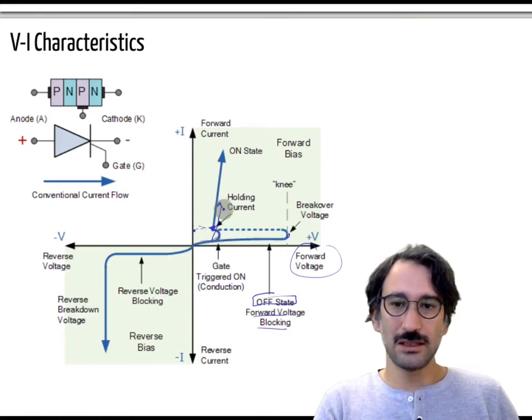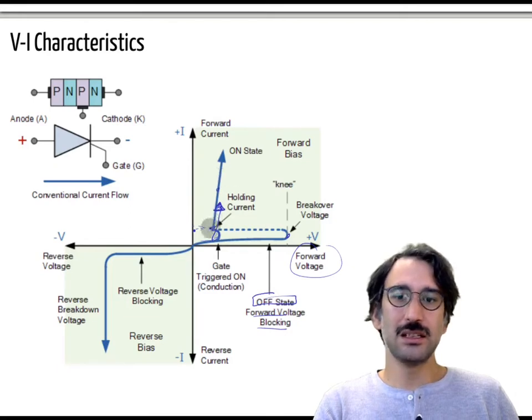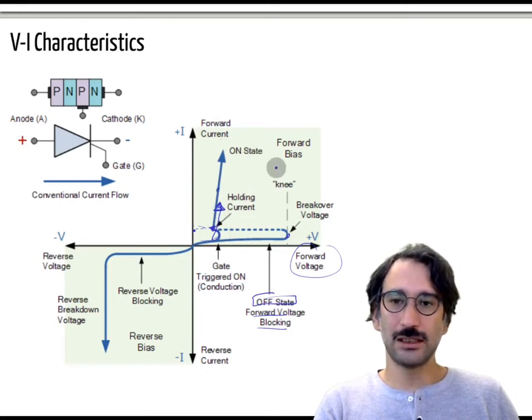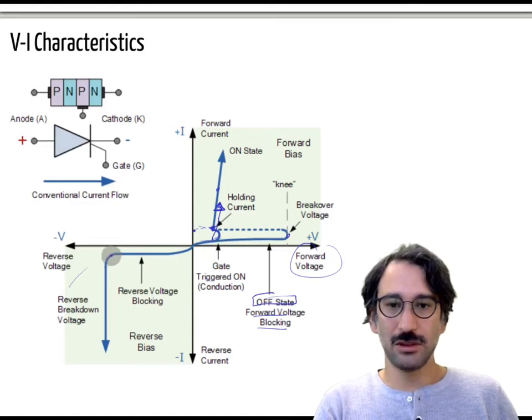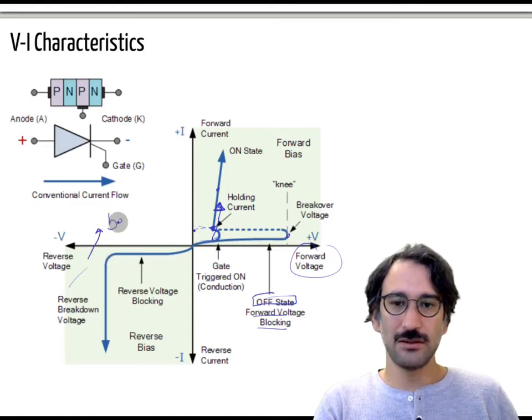to get into the on stage. Okay, once it is at on stage, once you are here, even if you cut off the gate signal, it will still keep conducting as long as it is forward biased. And in that range, whenever the voltage is negative, applying a gate signal or not makes no difference. So in this region it behaves like a diode.